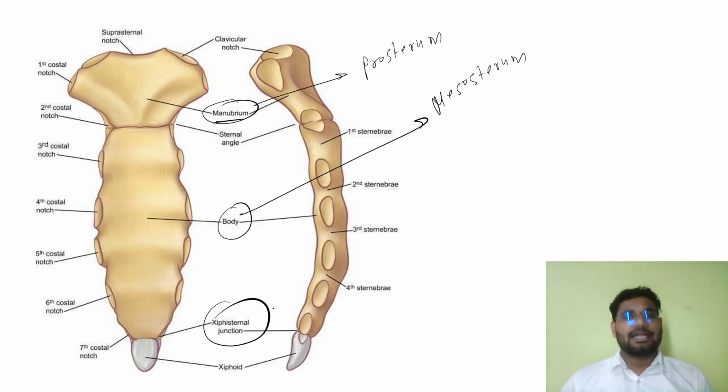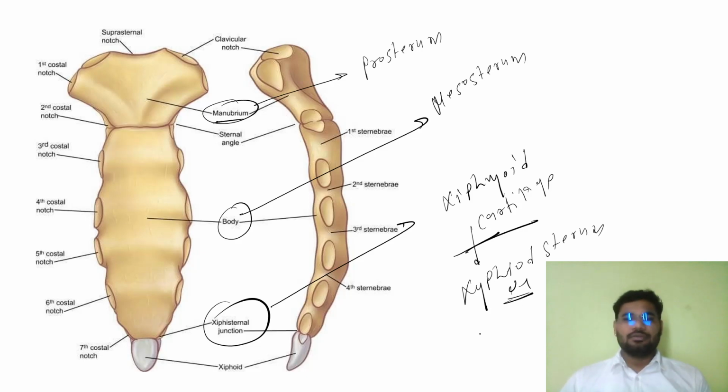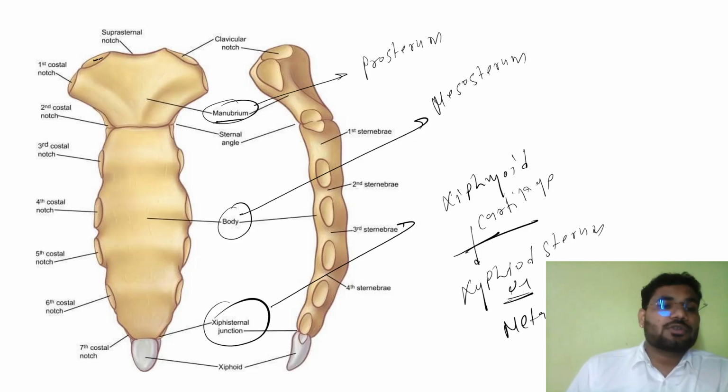This is basically the xiphoid cartilage. That is why it is called the xiphoid sternum. So, these are prosternum, mesosternum and metasternum. Now, can you see this notch? At this notch, the clavicle bone is attached.